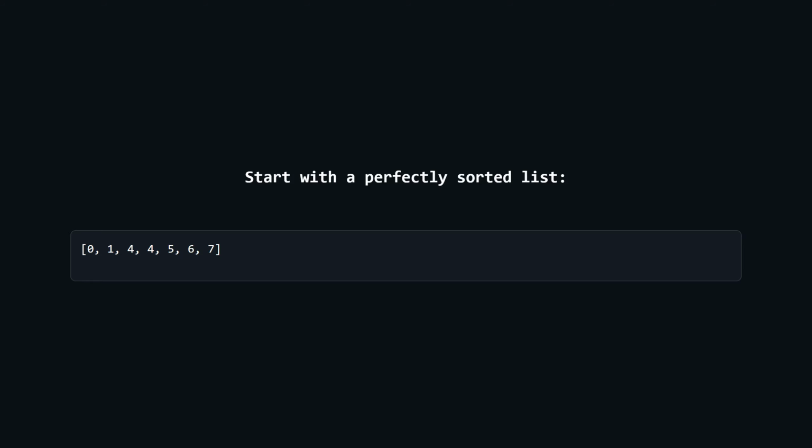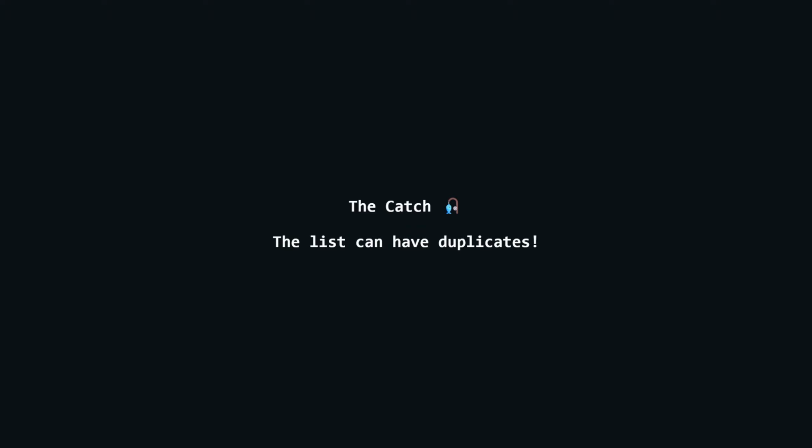Imagine we start with a list of numbers that is perfectly sorted from smallest to largest. But then, someone takes the end of the list and shifts it over to the very front, mixing up the order. And the biggest catch, which turns this into a hard difficulty problem, is that the list is allowed to contain duplicate numbers. So how do we find that tiny minimum value without just slowly checking every single number from left to right? As always with sorted arrays, our best friend is binary search.